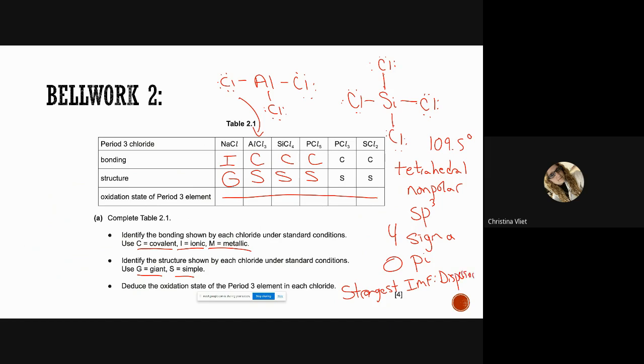Wait, what's the sp3 thing? That's to count the groups: 1, 2, 3, 4. One s, and then 3 p's. Anything tetrahedral will always be sp3. Anything trigonal planar will always be sp2. Because it's how many groups there are around the center.